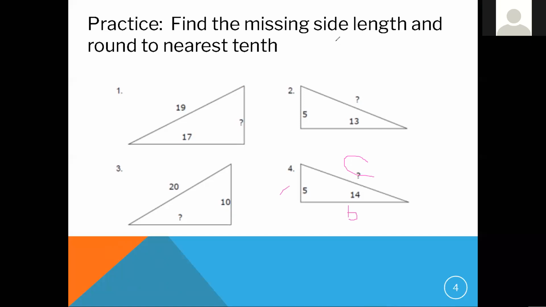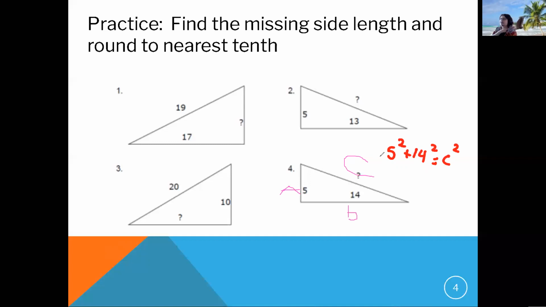And the 14 is like B. Yeah, and it doesn't matter which one's A and which one's B. It always matters which one is C. Great job on doing your C there, Brandy. Okay, who would like to help me set up the formula? Sandra? 5 squared plus 14 squared equals C squared. There we go.